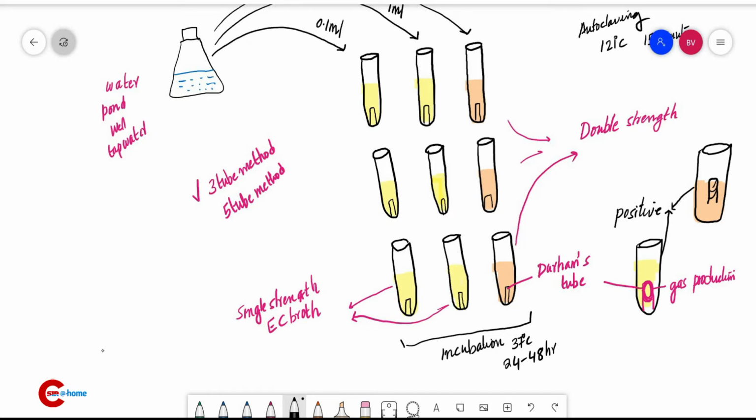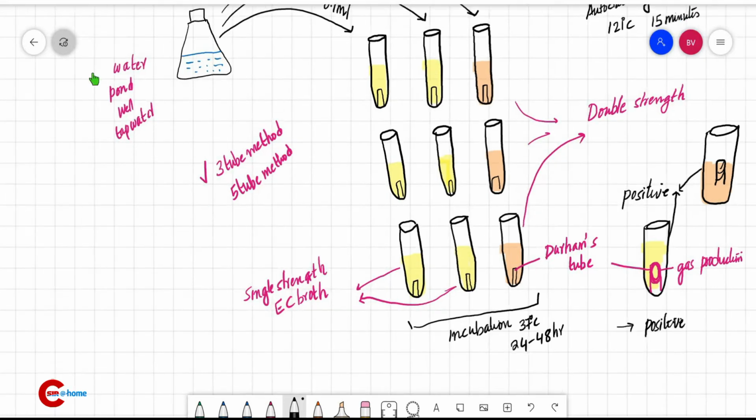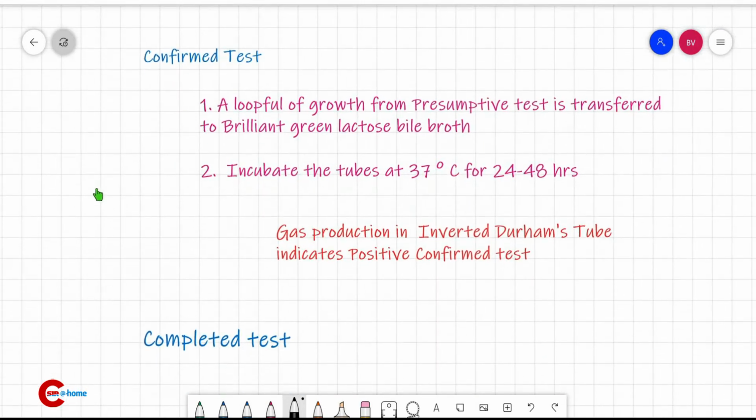And next day we can check the gas production. If it produced gas, if the gas is trapped inside the Durham's tube, or if the Durham's tube is floating like this, we can consider our water sample as positive. Positive for E. coli, or it is positive for coliform bacteria.